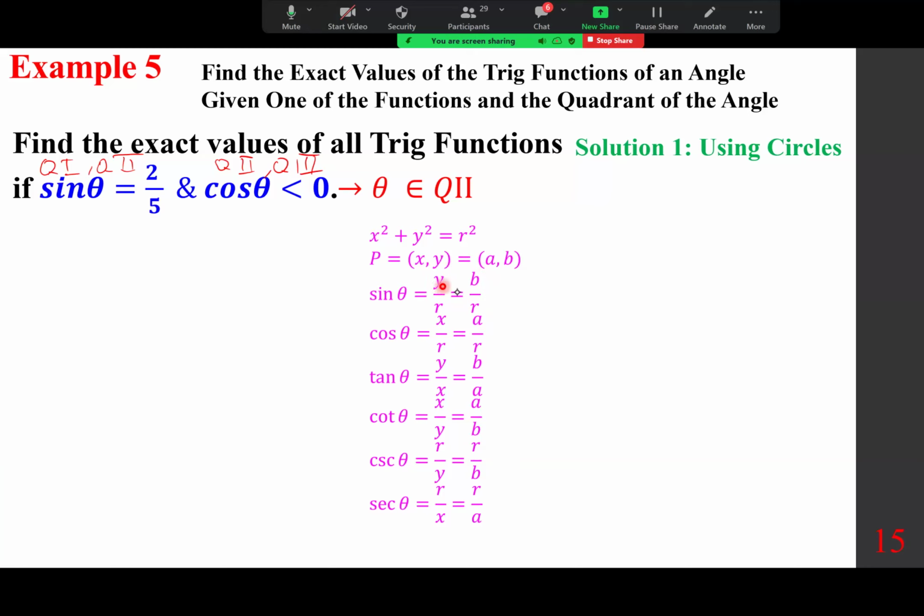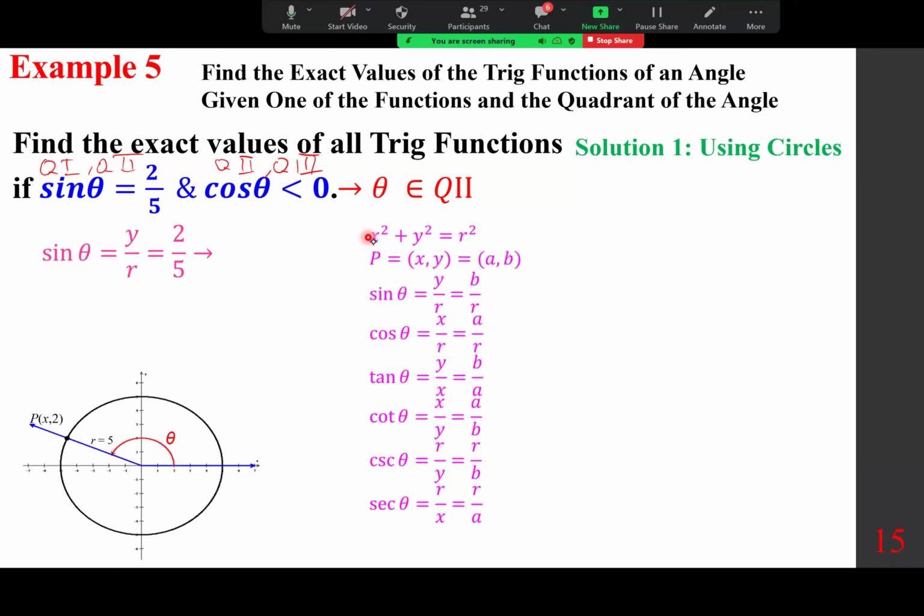Sine is y over r, which is 2 over 5. So y is positive, because we're in the second quadrant. R is always positive, class. It's x and y that one of them may be, or even both of them may be negative. So y is 2, r is 5. Use x squared plus y squared to find the missing x. So we have coordinates x comma 2, r is 5.